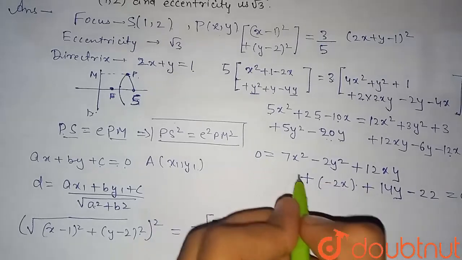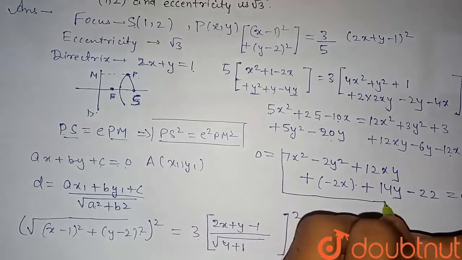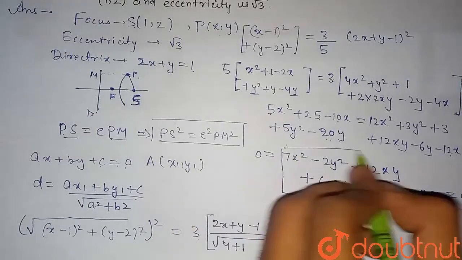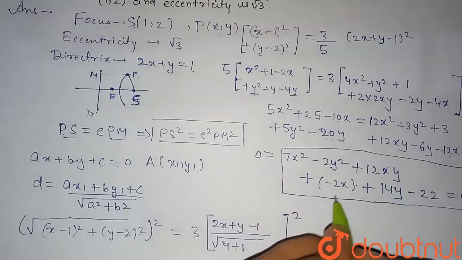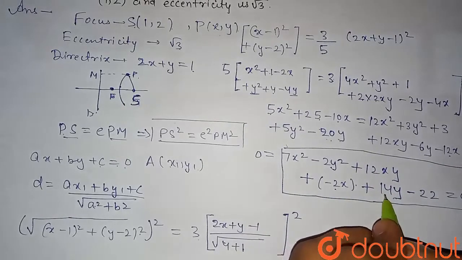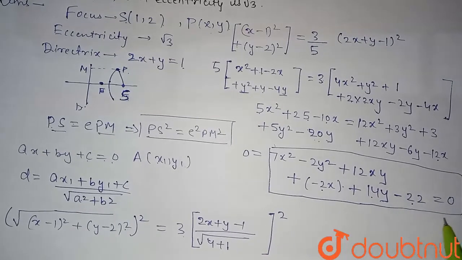So the answer to this question, that will be this equation, that is the equation of the hyperbola which we have to find, that is 7x square minus 2y square plus 12xy minus 2x plus 14y minus 22 equal to 0. So the answer to this question will be this.